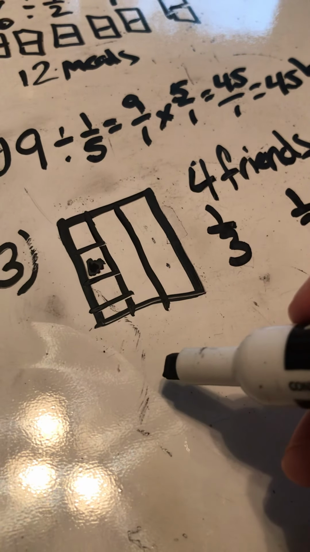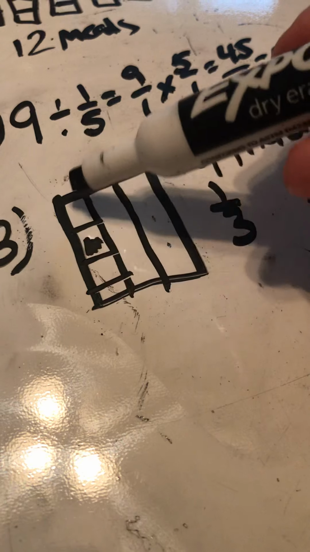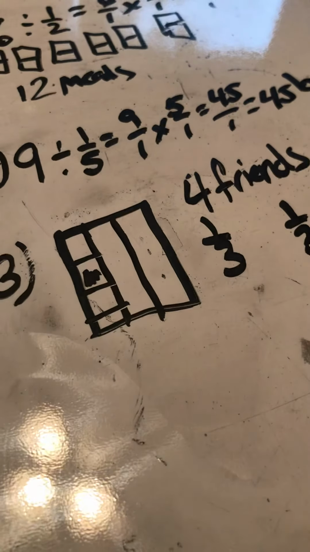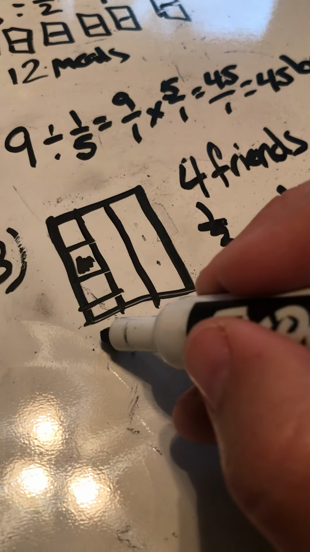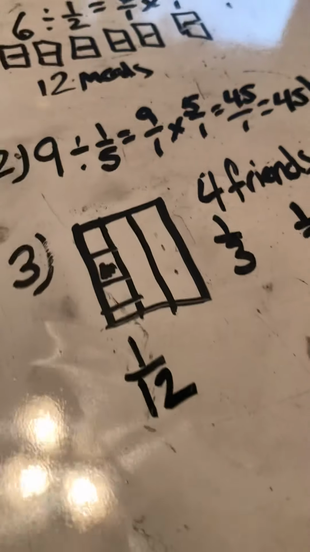So how much did they eat of the whole pan? That's like the key to that question. It's not how much did they eat of just the 1/3 that was left, but how much did they eat of the whole pan? So they ate 1/12. Okay. Man, I'm glad I caught that.